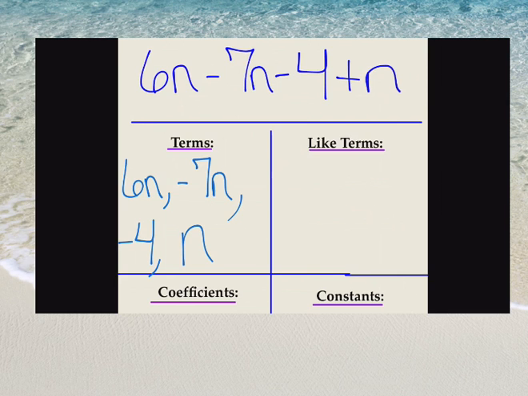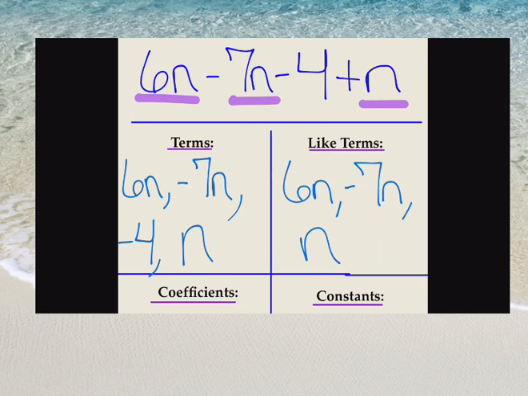All right, the next thing we're going to take a look at is the like terms. Remember, these are terms that have the same variable to the same power. Here I've got 6n, and so I'm going to look for any other n's that I see that aren't to a different power. I've got negative 7n and positive n. So I can say my like terms here are 6n, negative 7n, and n. Okay, all of those would be considered like terms. Now my other term here is negative 4. If I had other whole numbers, I would say that those are like terms to negative 4. Okay, but in this case, we just don't have any.